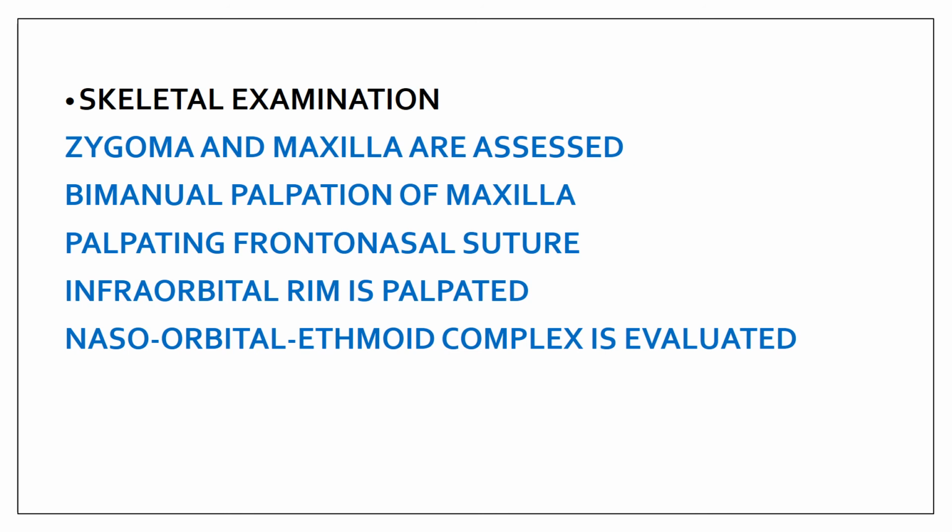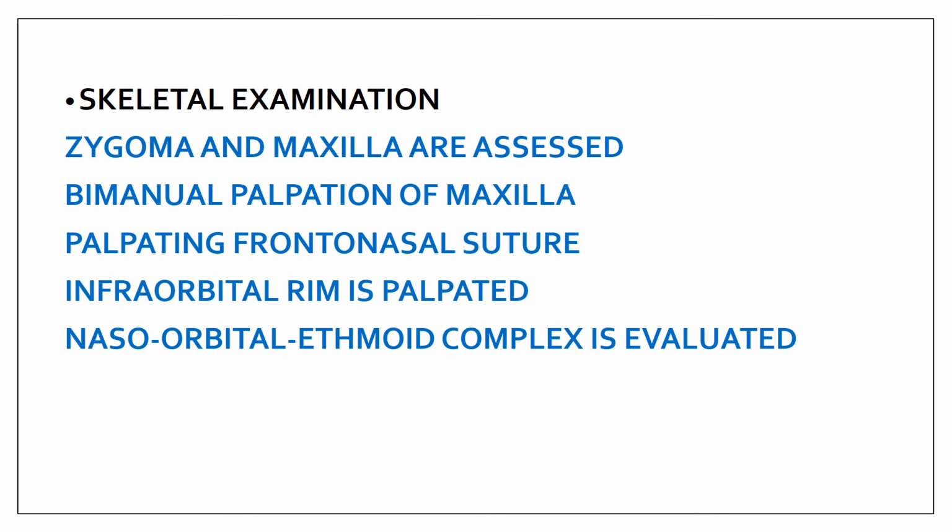The next is the naso-orbital ethmoidal complex fracture. We have seen in Le Fort 3 the fracture line involves the nasal, orbital and ethmoidal bones, and it helps us detect if it is a Le Fort 3 fracture. Then you look at the nose for hemorrhage and CSF rhinorrhea. These are the signs which you are going to see. Then you examine the naso-orbital ethmoidal complex. All these skeletal examinations help us detect which type of trauma it is.